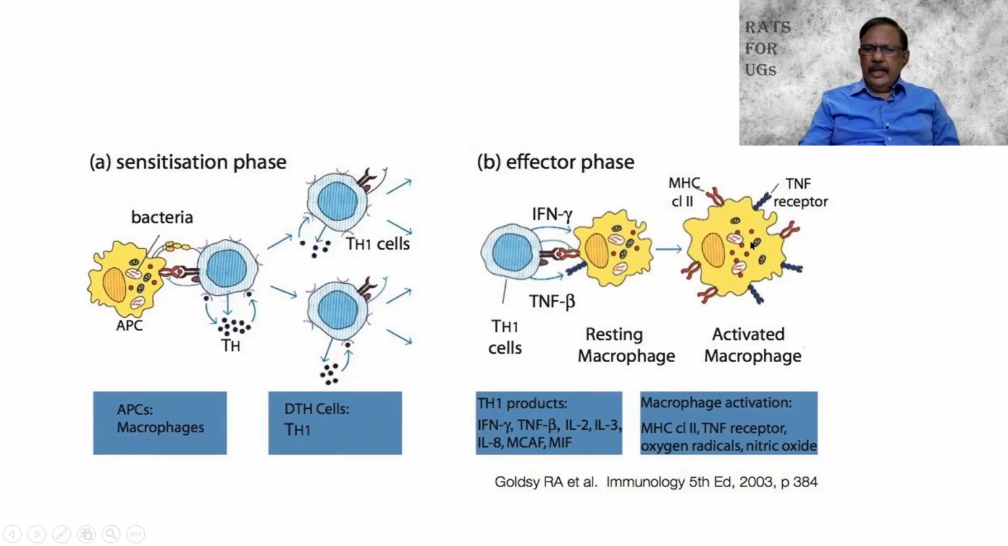At the same time, the macrophages will be activating the MHC and the tumor necrosis factor receptor, as a result of which there will be the release of free radicals, and this includes nitric oxide as well. Look at the plethora of mediators that can be released by this particular reaction. That is why we get the various changes as shown in the picture earlier.